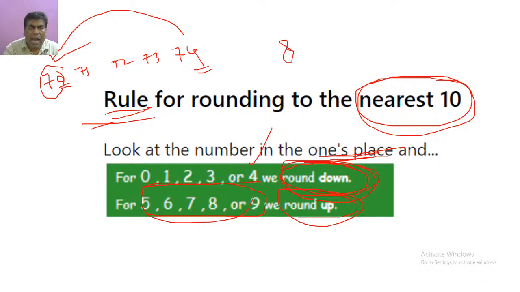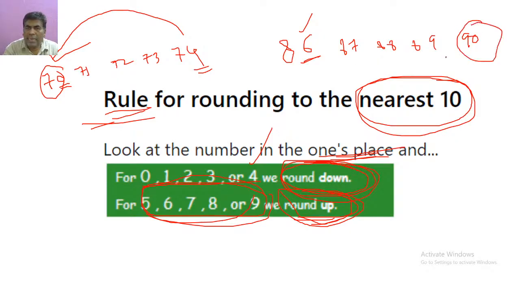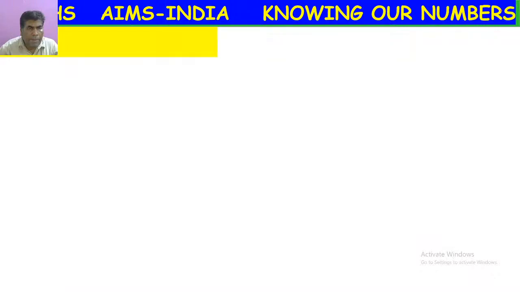Or else, if I have 86, what is in the units place? 6. If we have 5, 6, 7, 8, 9, what do we have to do? We have to round up. That means after 86 comes 87, next 88, next 89, and next we get 90. What is the nearest 10? 90. So 86 rounded off is 90. Like that we have to round it off.